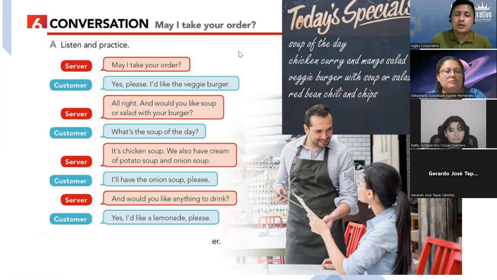Ready? Let's begin. Yes, please. I like the veggie burger. What's the soup of the day? I will have the onion soup, please. Yes, I like a lemonade, please. May I take your order? All right, and would you like soup or salad with your burger? It's chicken soup. We also have cream of potato soup and onion soup. And would you like anything to drink?